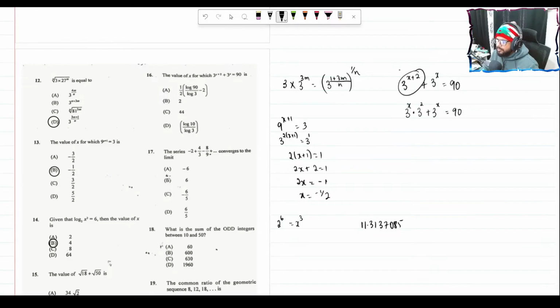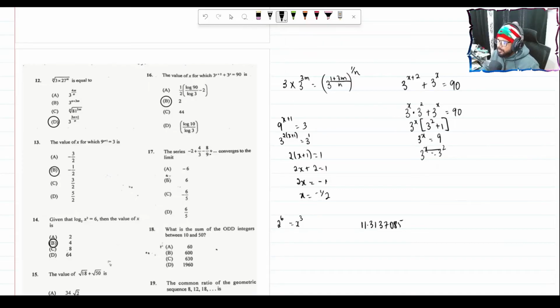I could separate this by using my laws of indices. Now, this is 3 to the power of x into 3 to the power 2 plus 1. I factorize. That is 9 and 1 is 10. So 3 to the power x is equal to 90 divided by 10, which is 9. 3 to the power x is equal to 3 squared. x is equal to 2. So it looked like an intimidating question where we have to use logs, but we didn't have to use logs.